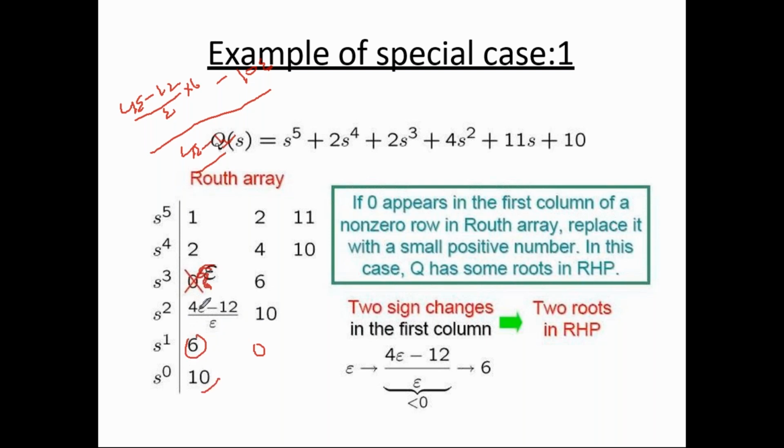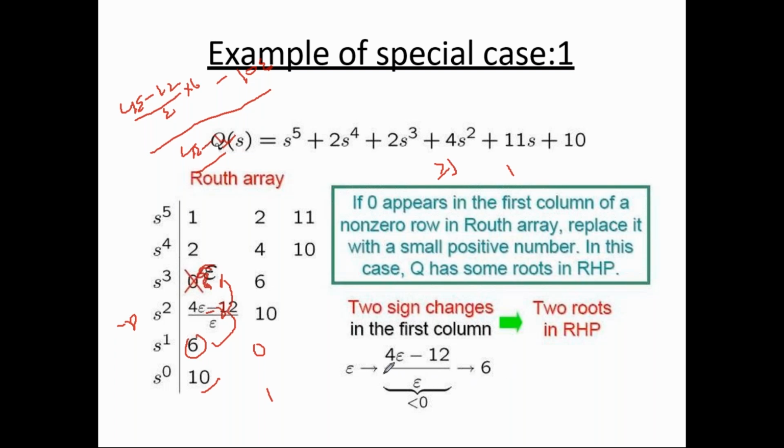Okay, now if you place epsilon as 1, what will you get here? When you place epsilon, it should be greater than or equal to 1, so it should be positive. If you take epsilon equal to 1, then you will get 4 minus 12 divided by 1, so you will get minus 8. So minus 8 here, and 1 here. Then how many sign changes? From here to here one time and here to here a second time. So it means two sign changes in the first column. There are two roots on the RH side.